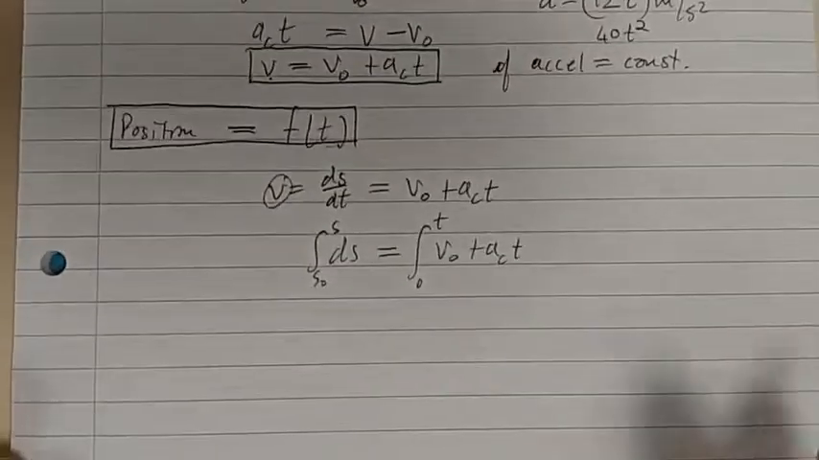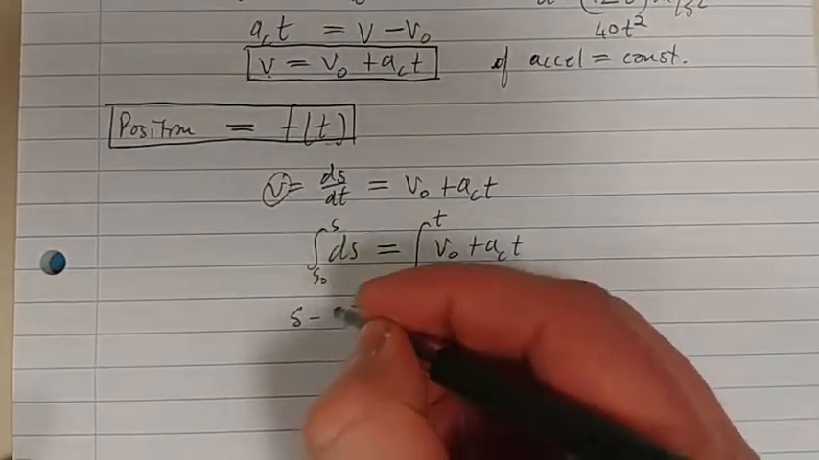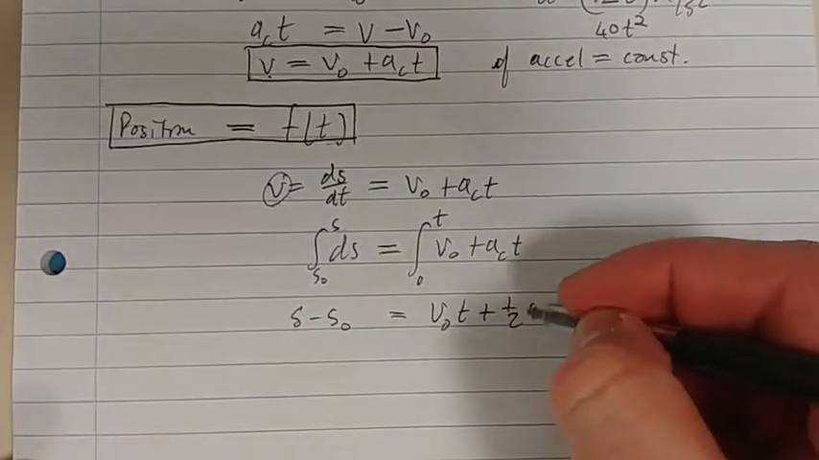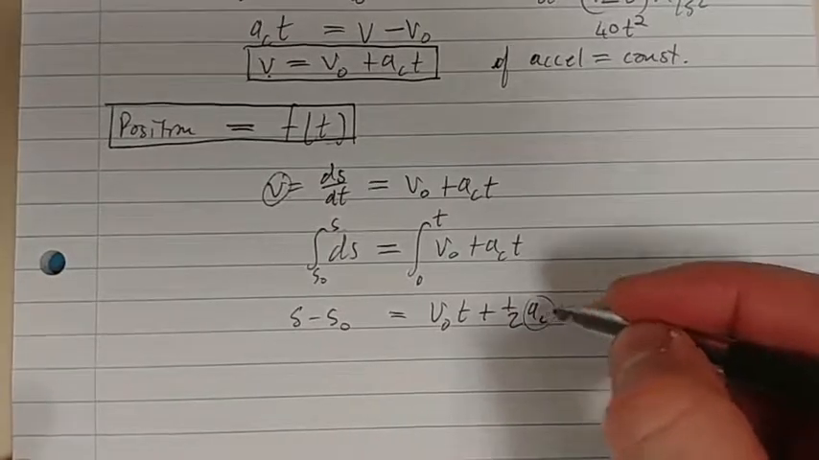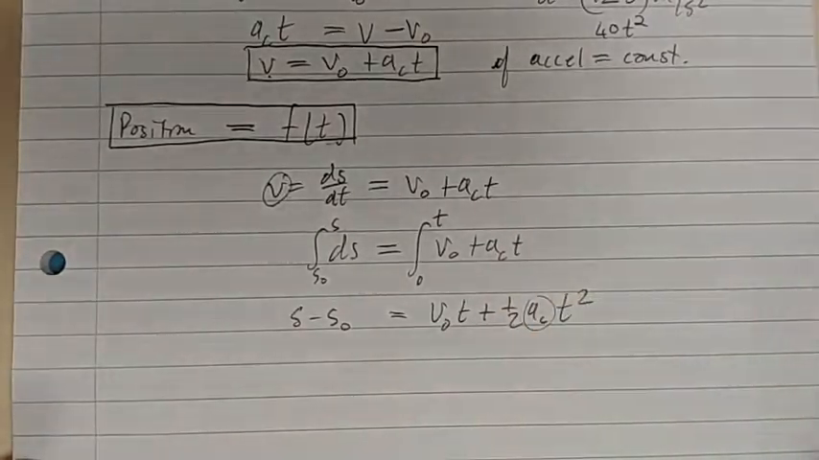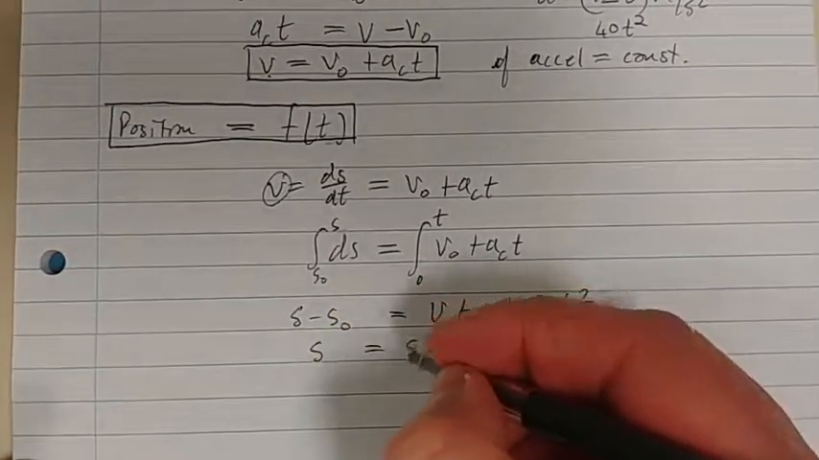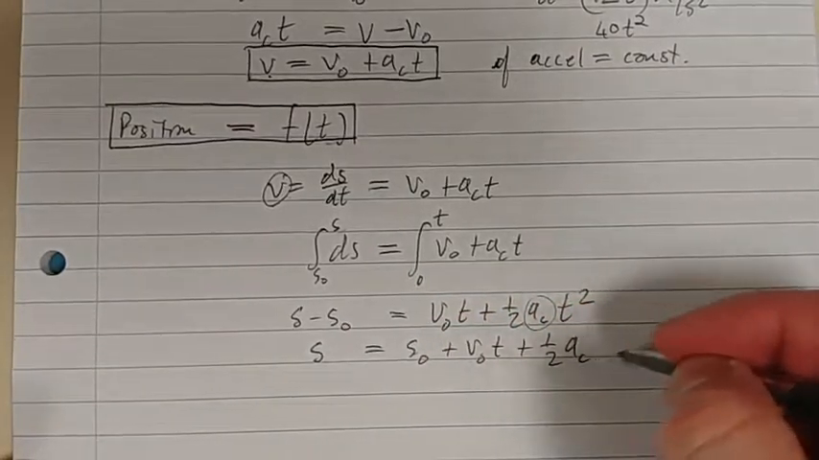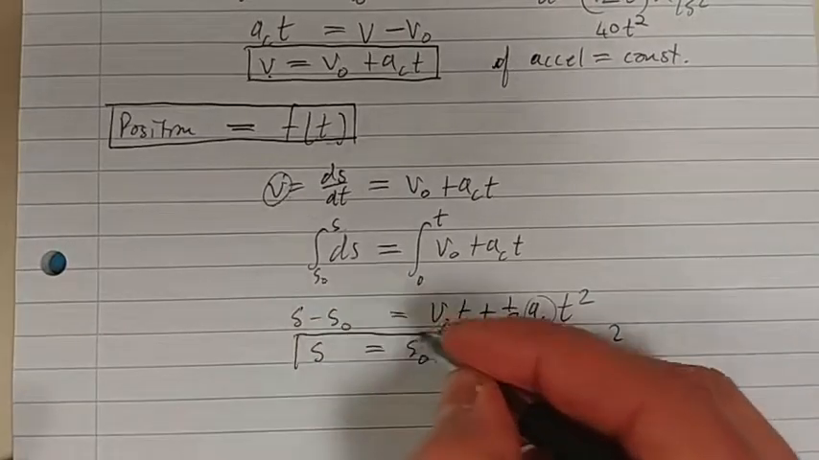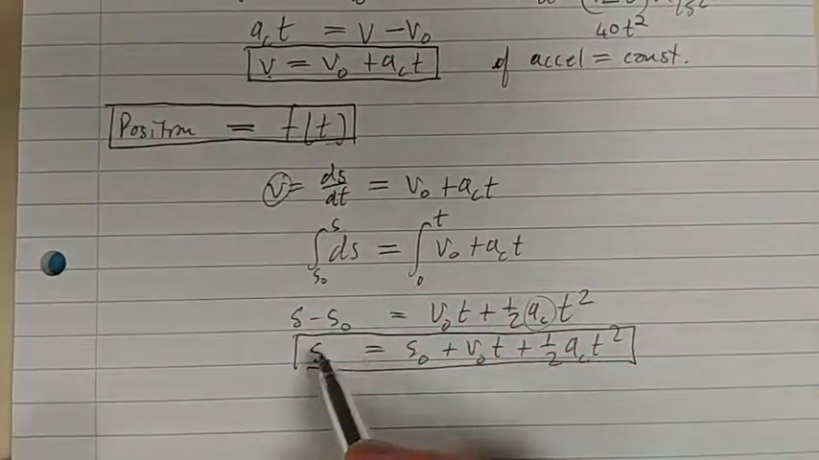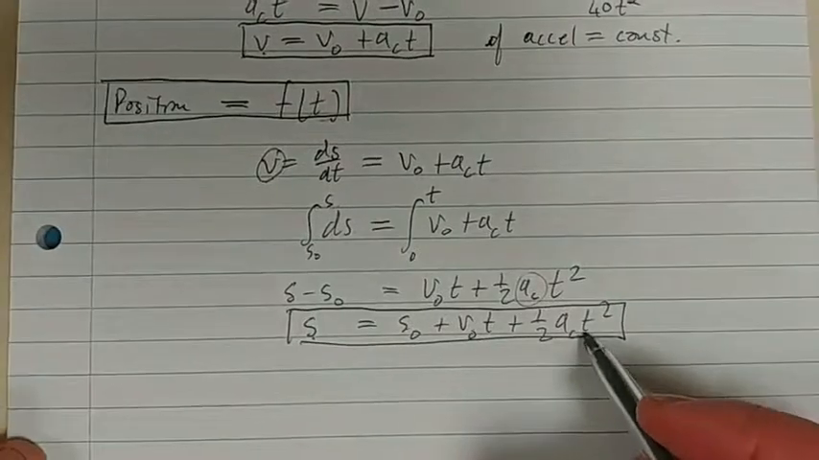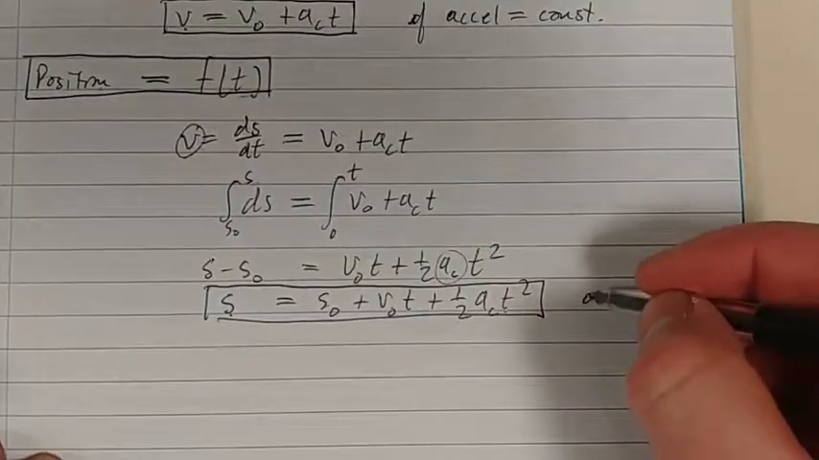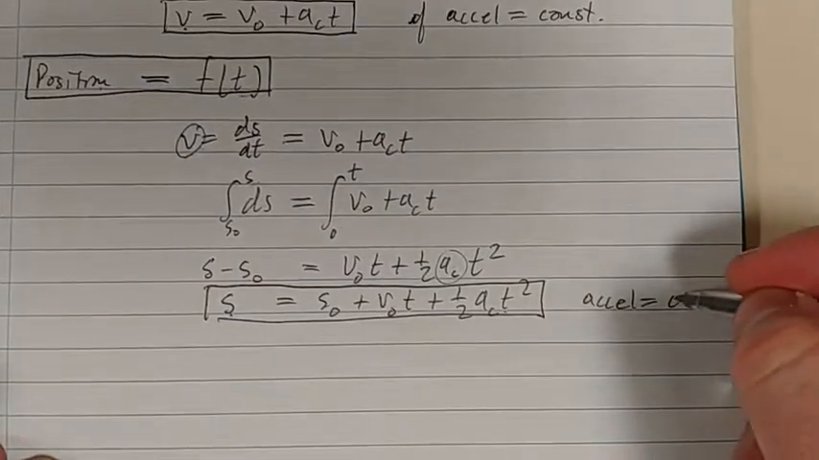So what does this become? This becomes s minus s0 equals v0 t plus half a t squared. So this is s = s0 + v0 t + (1/2) a t squared. This is position as a function of time. We can only use this if acceleration is constant.